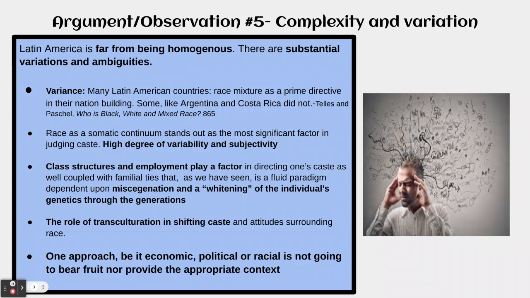Race is a physical, outwardly continuum, the somatic view of people, right? Hair color, hairstyle, nose shape, tone of skin, color tone. These continuums stand out as the most significant factor in judging castes. And again, there's a high degree of variability and subjectivity depending upon what part of Latin America you're looking at and dependent upon the immigration population and class structures as well, which play a major factor in directing one's caste and familial ties. We have a fluid paradigm dependent upon miscegenation and the whitening of an individual's genetics.